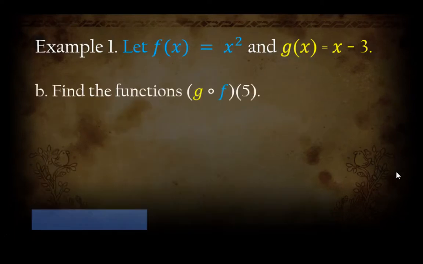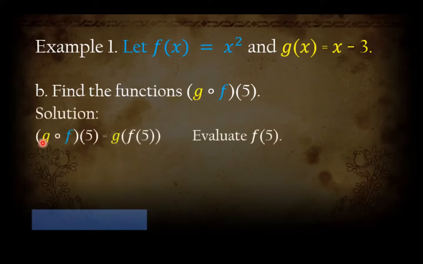So, we have this same example, f and g, and we are tasked to find the function f composed of g composed of f of 5. And in this case, we will evaluate 5 at f. So, how can we do this? First, we form this g composed of f of 5 equals g of f of 5, wherein 5 is an input of f. We'll place 5 dito sa f na x squared. Then after that, we will place the result to the g, the x minus 3. Let's try. Evaluate muna natin si f of 5 at this case.